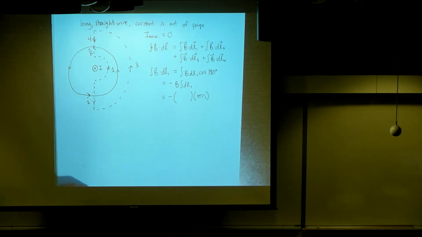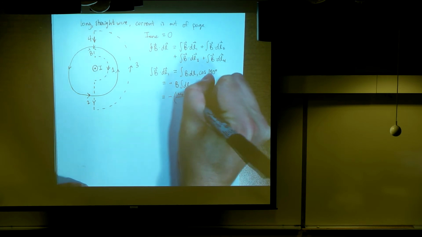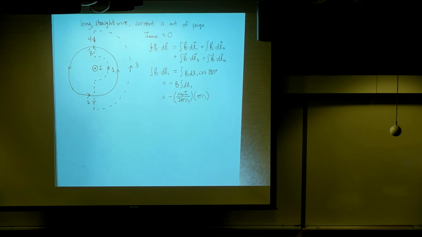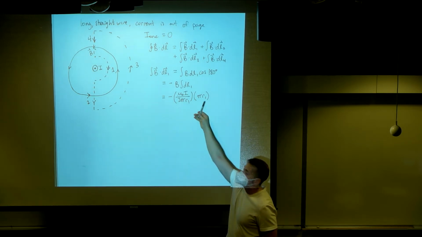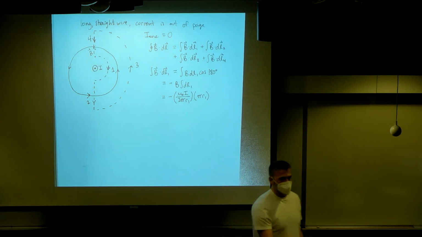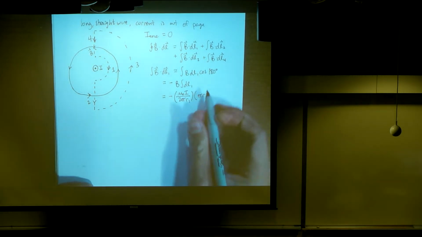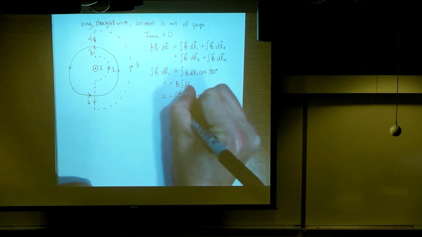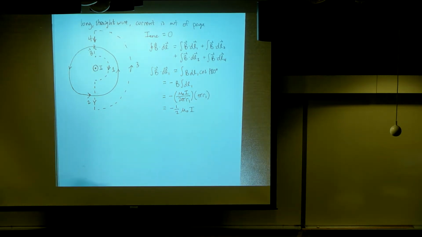What can we put in for the B field? Well, that's mu naught times I divided by 2 pi r1. We're just going to take this result as given. We went over this at the very beginning, right? We good so far? This is B. This is the total length of the path. There's a negative sign there. That's important. Okay, so pi and r1 go away. We just have minus 1/2 mu naught times I, don't we? We agree?